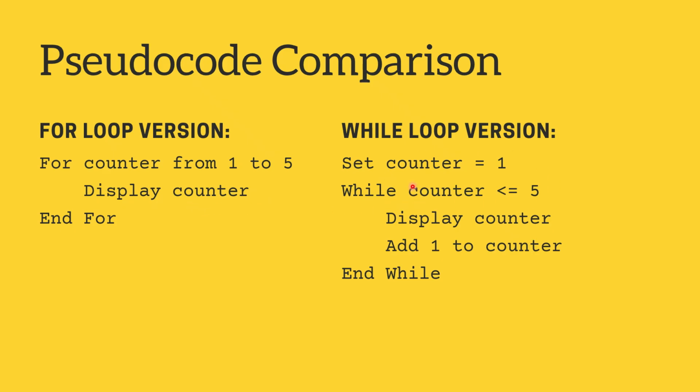The other one is the while loop. We set the counter to 1. We say while counter is less than or equal to 5, we want to display the counter, and then we want to add 1 to the counter, and end while. Here, in the for loop version, we didn't have to increment it because it was automatically incremented for us. But in this one, we had to add 1 to our counter, so again, we don't get into an infinite loop.